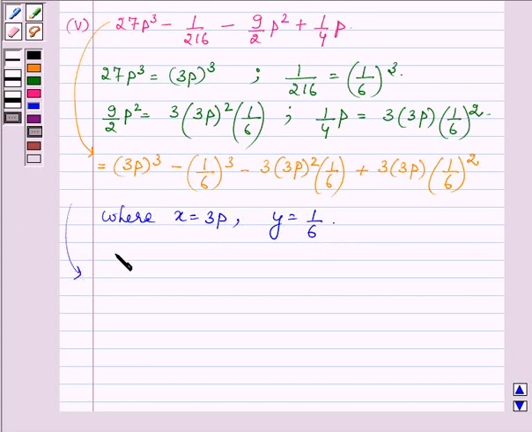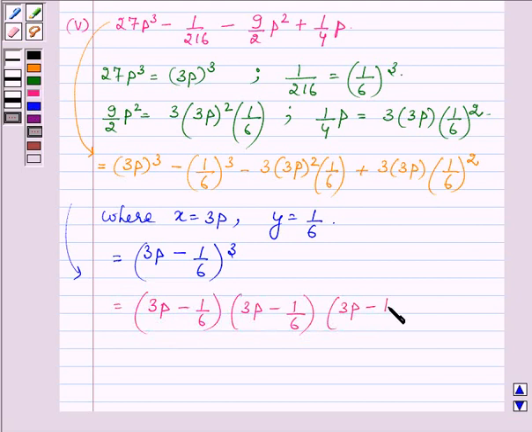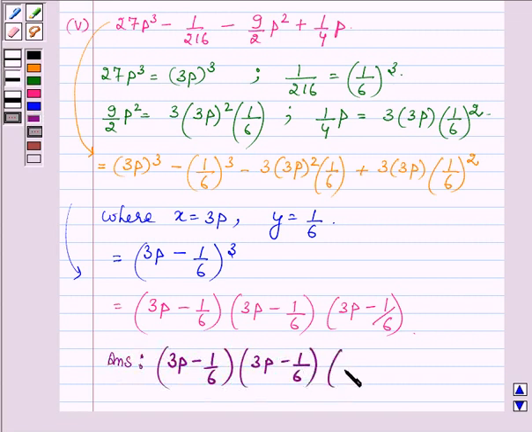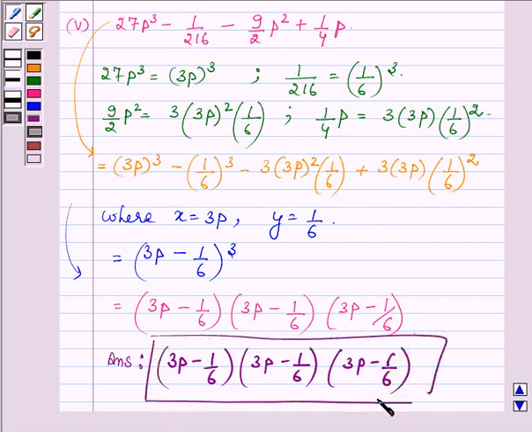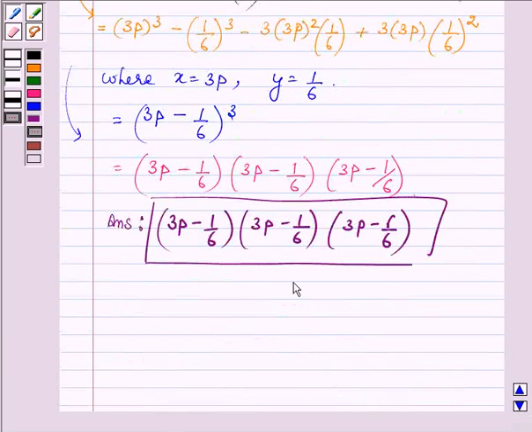And thus, on applying the identity, it can further be written as 3p minus 1 upon 6 whole cube, which is equal to 3p minus 1 upon 6 into 3p minus 1 upon 6 into 3p minus 1 upon 6. So, this is our answer, which completes the last part and ends the session.